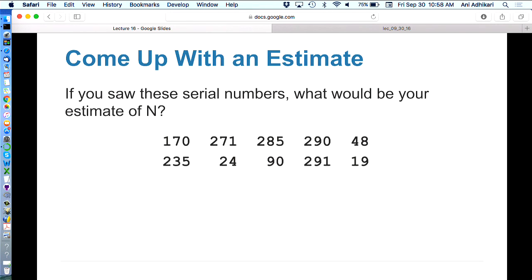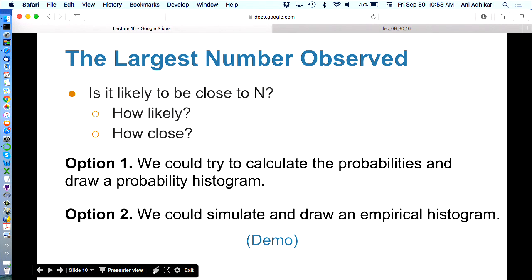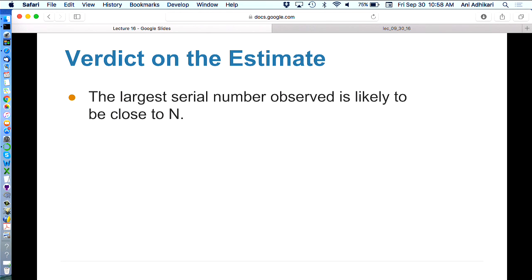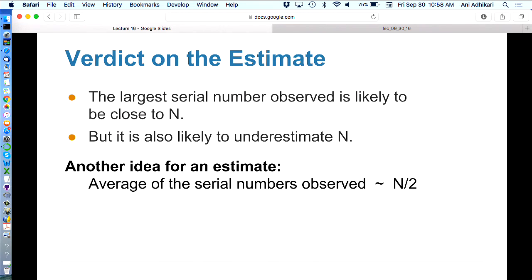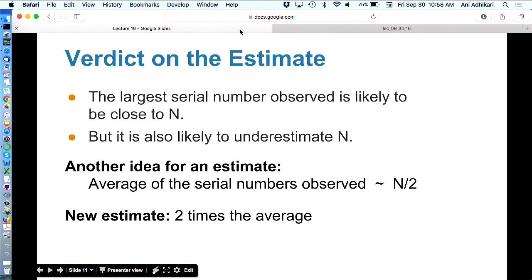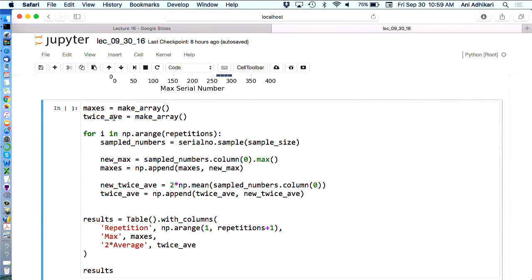Our largest serial number was likely to underestimate, so we're going to try another one that is 2 times the average. And I will run the simulation since you seem to accept that we are going to have twice the average. So now, we're going to compare 2 statistics, the max and twice the average. I therefore have to start with 2 empty arrays. So for every one of 1,000 times, I am going to sample 30 times. Same as before. I am going to calculate the max of the sampled numbers and append to the max array. I am also going to calculate the mean of the sampled numbers, multiply by 2, and collect in twice average.